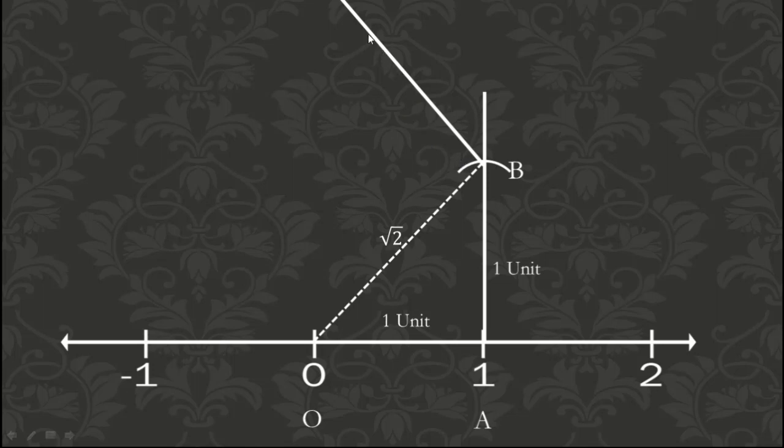Then on this newly drawn line we have to make an arc of length 1 unit, same as we have marked here of length 1 unit. Again you have to take B as center.